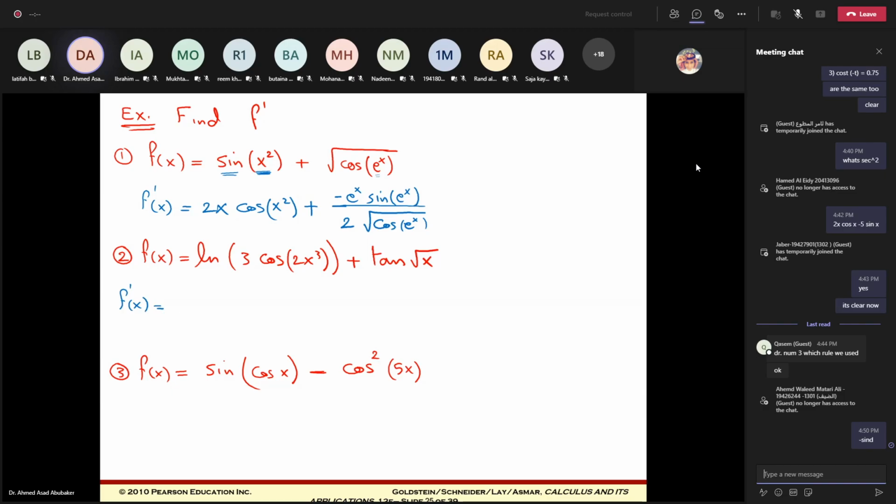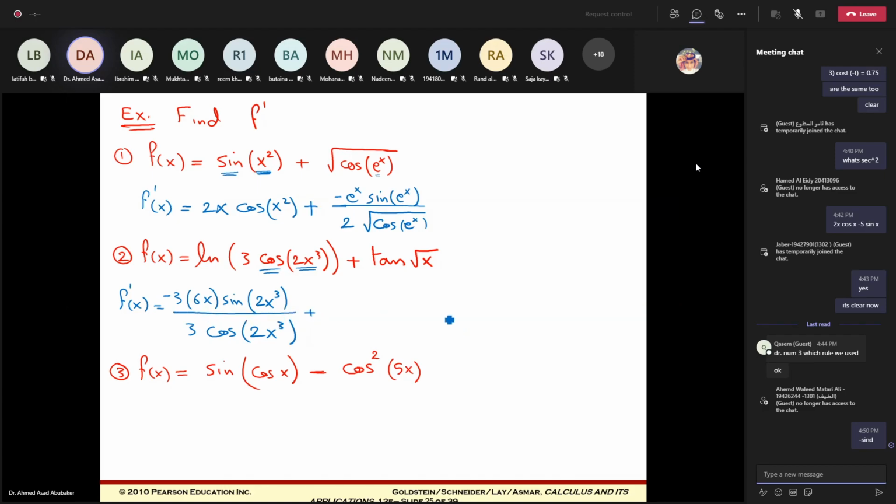Number 2, what's the derivative of ln? This is a fraction, 3 cosine 2x to the power 3. In the numerator, the derivative of 3 cosine 2x to the power 3 equals 3, times the derivative of the angle, which is 6x, times the derivative of cosine, negative: put negative sine and put the same angle.